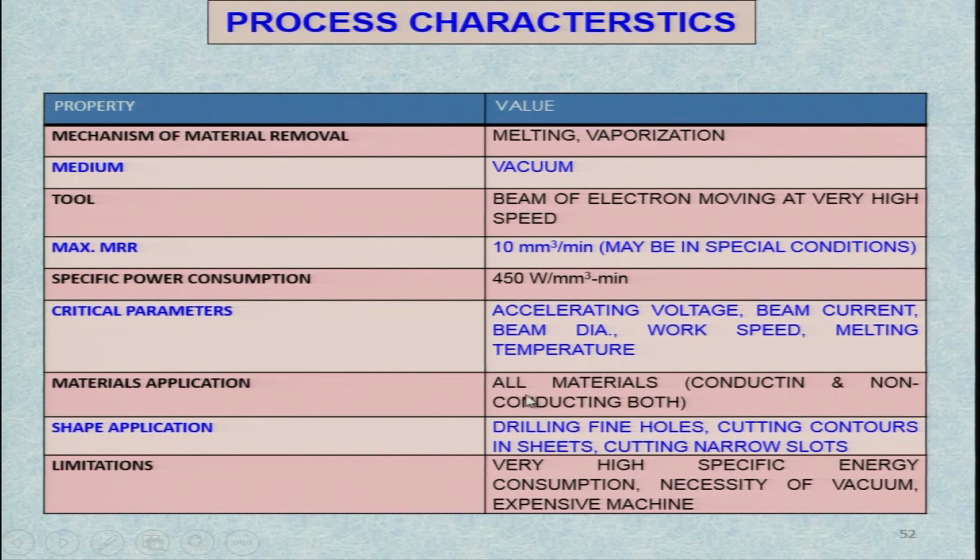Material applications: it is applicable to all materials, conductive and non-conductive both, and I have already mentioned to you the constraint. Then shape applications: drilling fine holes, cutting contours in sheets, cutting narrow slots. And then limitations: very high specific energy consumption, necessity of vacuum, and expensive machine. Definitely, electron beam micromachining equipment are very expensive.